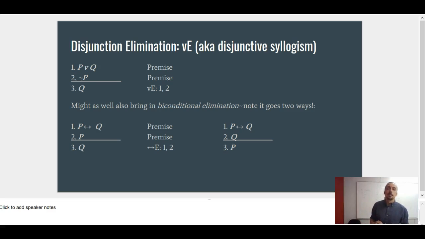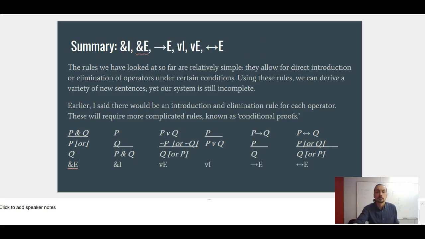Okay. Let's also bring in another rule, biconditional elimination. If I have P if and only if Q, and I have P, then I can get Q. Likewise, for any statement of the general logical form P if and only if Q, if I have the Q, I can get the P. So sometimes you need two pieces of information to get the elimination rule happening. Okay. So again, these are things you're going to have to memorize.